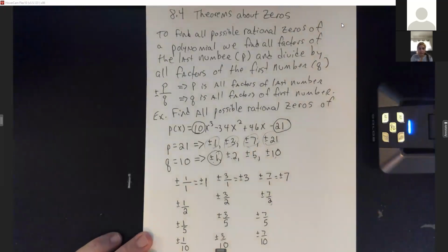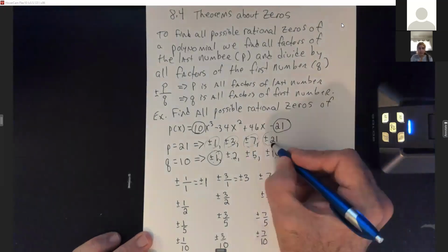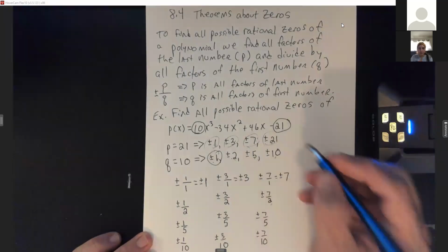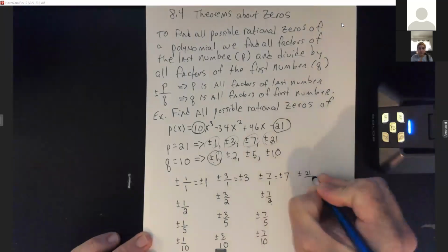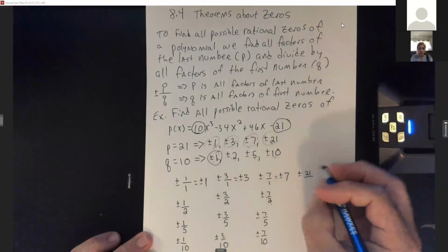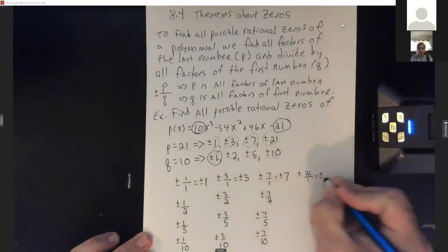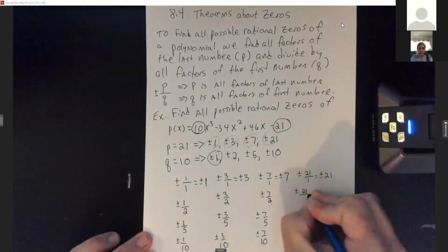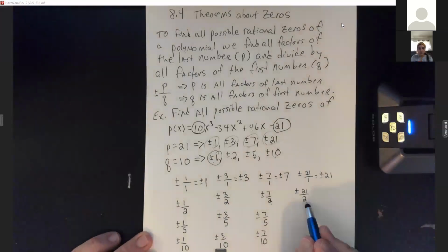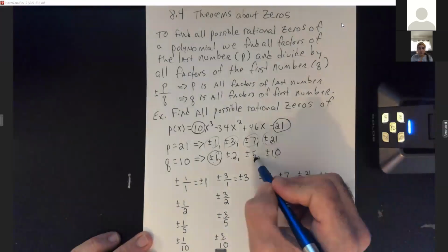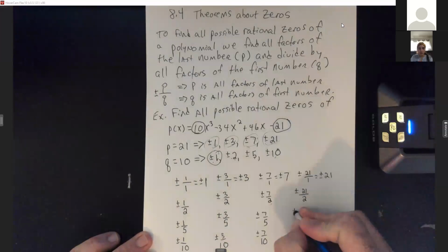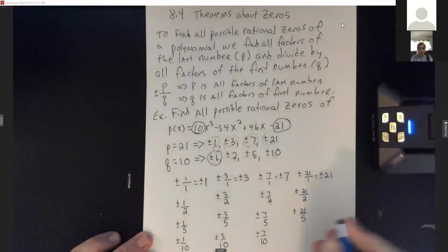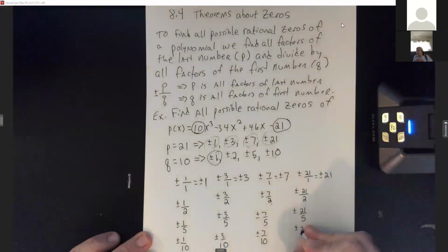Then finally, we got our 21 as the last piece, so we're going to divide the 21 by all of our Q's. So that will reduce to just plus or minus 21. Then I'll take the plus or minus 21, divide by the 2. That one doesn't reduce. Then I'll take the 21, divide by the 5. And then finally, take the plus or minus 21 and divide by the 10.